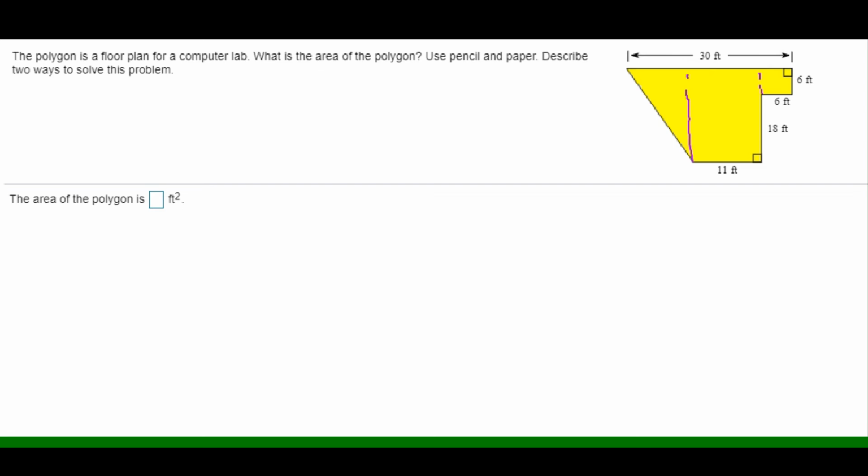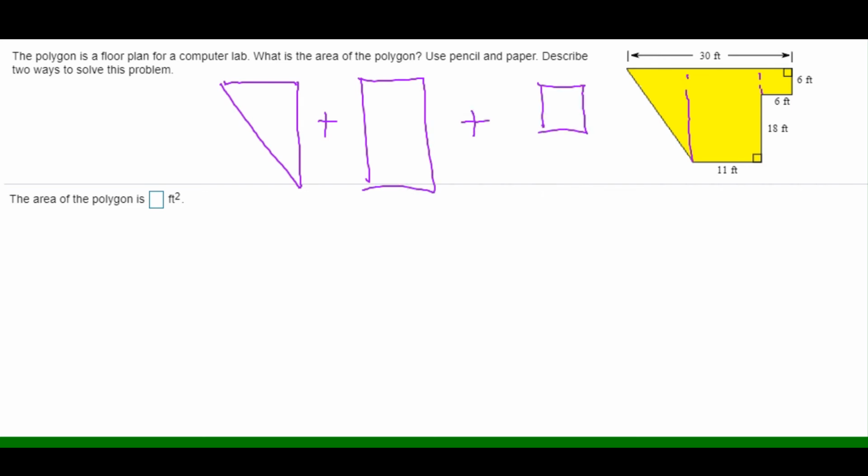So I'm going to decompose. Whenever you have an irregular shape, you have to decompose to find the area. So this is going to be my triangle plus the area of my rectangle plus the area of my square. So you have to use the formula for the specific shape. So my formula for a triangle is area equals 1/2 times the base times the height.